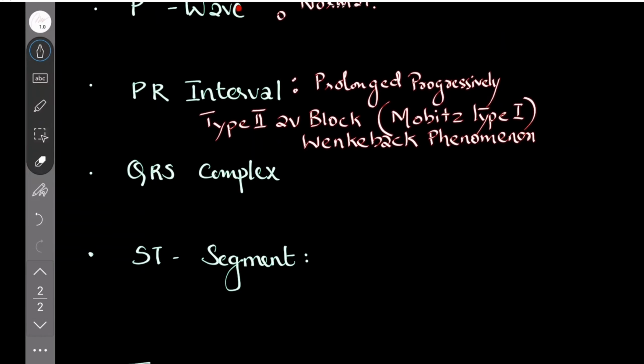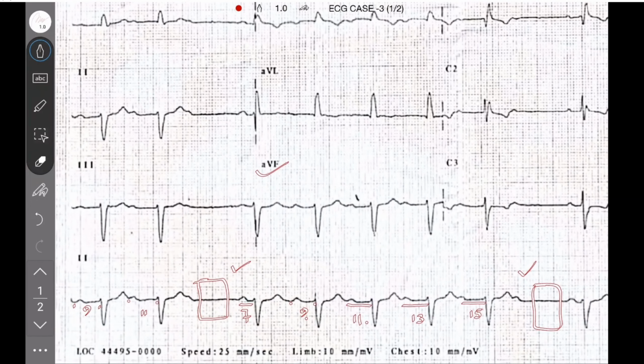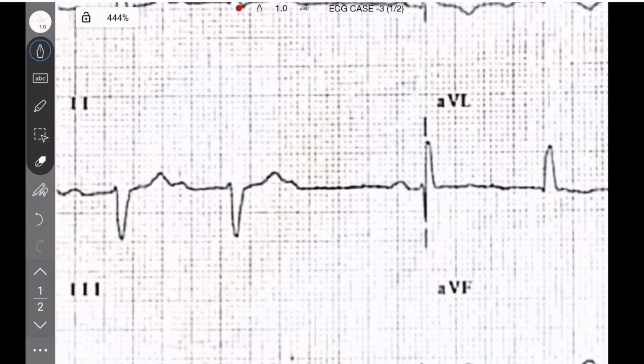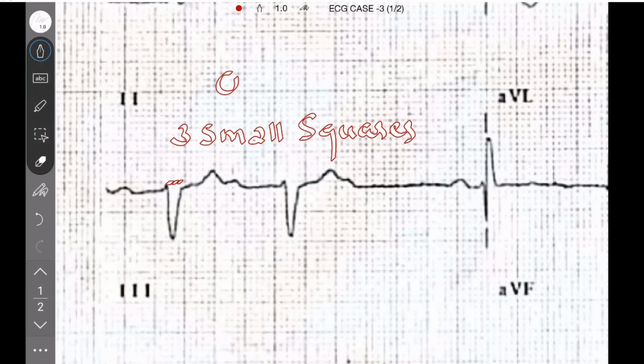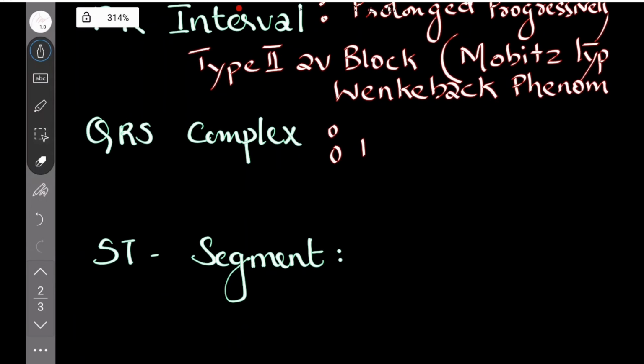Next comes the QRS complex. In lead 2, you check how wide the QRS complex is, how many small squares. It is 1, 2, 3 small squares. This QRS complex is 3 small squares. So it is 3 into 0.04, which is 120 milliseconds. So there is not much problem. The QRS complex is normal.